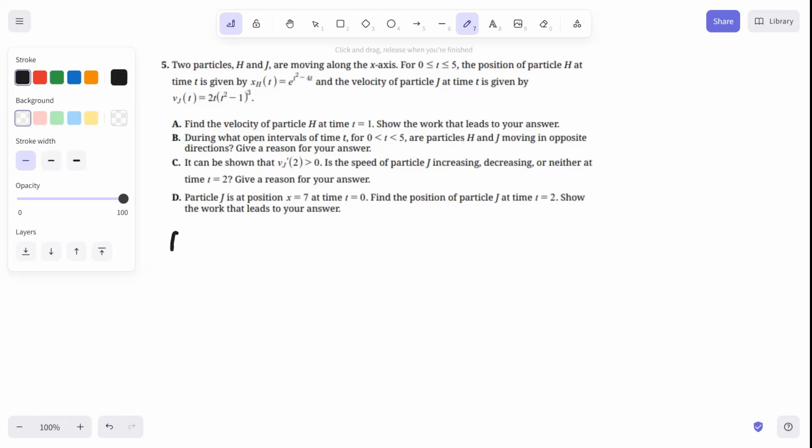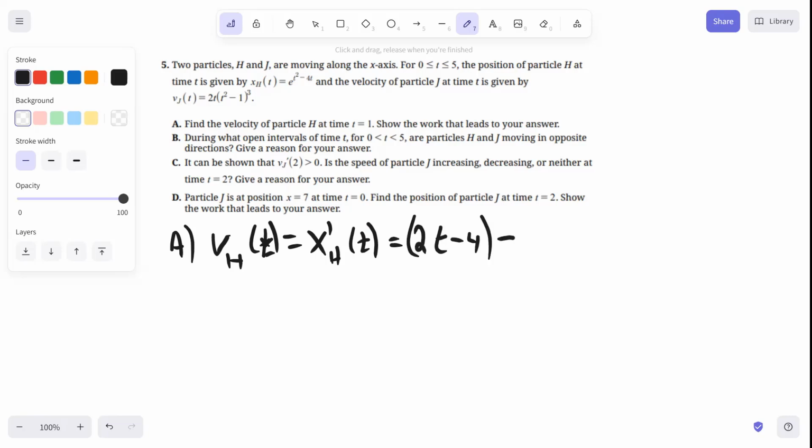So for part A, v of t is equal to the derivative of the position function. And we would have to use the chain rule here because it's e to a function. So it's the derivative of the function, 2t minus 4, times the original. And then we're going to plug in 1. If you plug in 1, you would have 2 minus 4, which is negative 2. E to the, if you plug in 1, you'd have 1 minus 4, negative 3. So negative 2e to the negative 3.